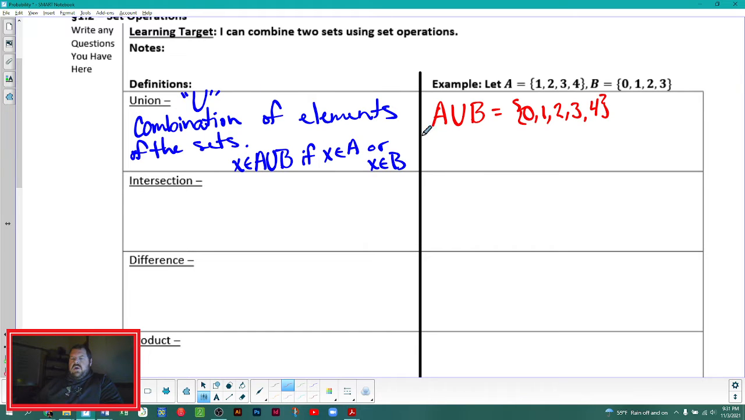This is read as A union B. A union B is the set 0, 1, 2, 3, 4.